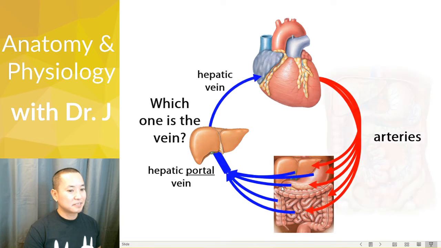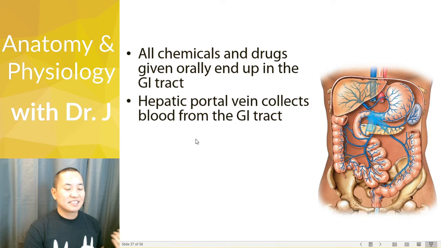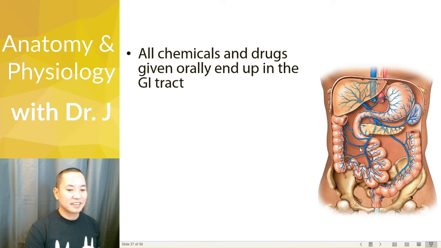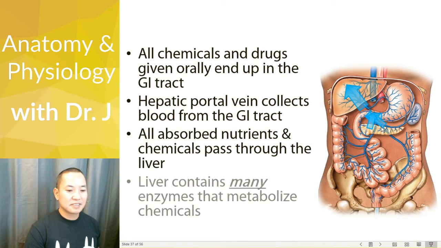Now, how does this relate to metabolism? All the chemicals and drugs you ingest, you put in your mouth, end up in your GI tract, and this hepatic portal vein collects blood from the GI tract. This is the main point I'm getting at here. So all that blood is going up from the GI tract, all your intestines, and that small amount of chemicals from the stomach, and then going up into your liver.